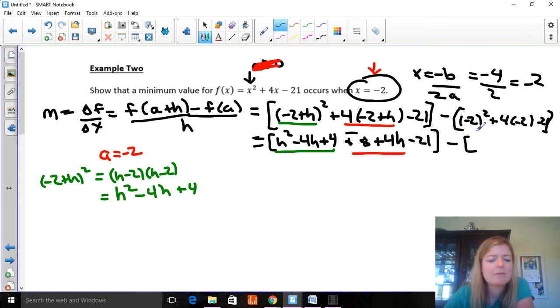Okay, so when you figure this out, -2 squared plus 4 times -2 minus 21, you get -25.